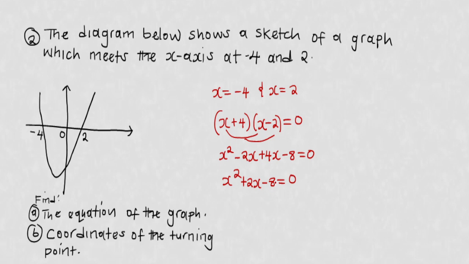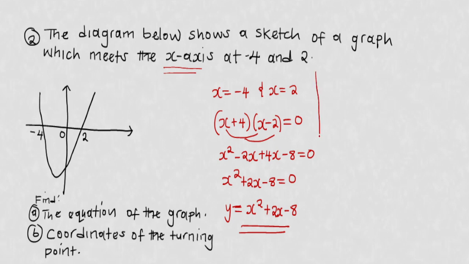So what I've found here is the equation, but it should start with y. Remember, we're looking at the x-axis, where the value of y was equal to 0. So we're going to take back our y. Y is equal to x squared plus 2x minus 8. So that is what we have. So that is how you can find the equation of the graph.